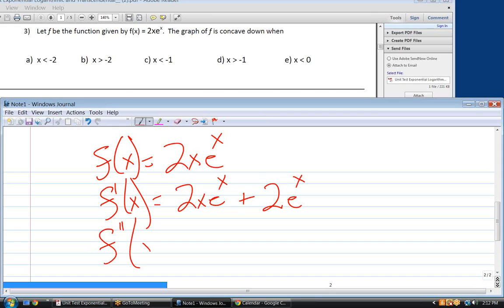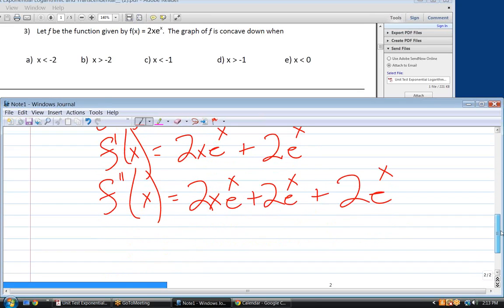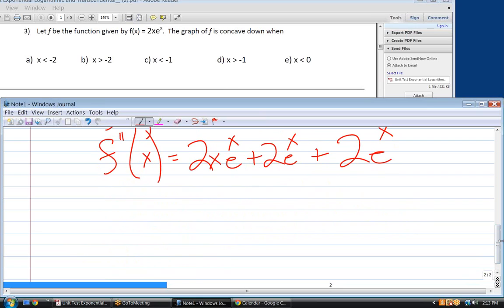Second derivative. Product rule again on the first term. Well, we know what that is, we just did it. So that's the first derivative, and then plus, does that just stay 2e to the x, or does that go to e to the x? No, that goes to 2e to the x. Okay, so that's the second derivative.